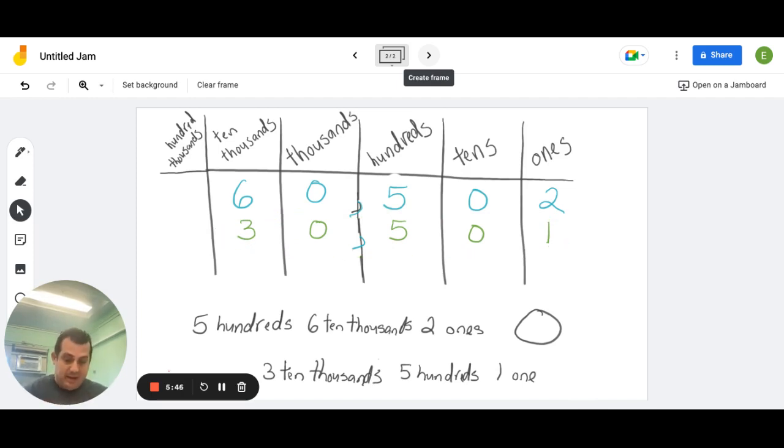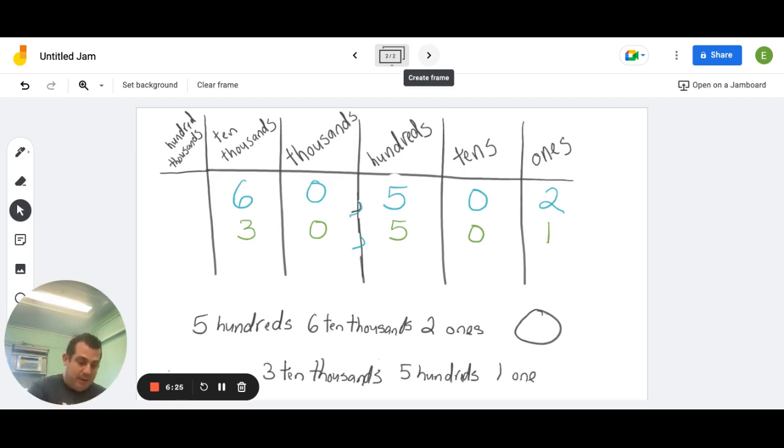Now let's look and go, which number is greater? Well, 60,000, I already have 60,000. And over here I have 30,000. There's 6 10,000s. And I have 3 10,000s over there. So that first number has to be greater because I have 6 10,000s compared to 3 10,000s.